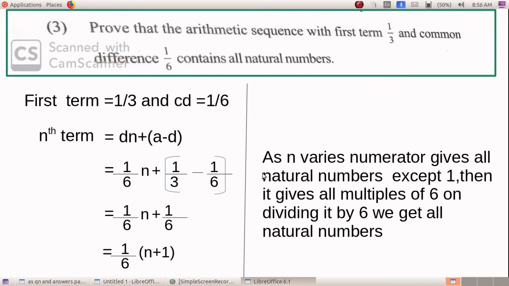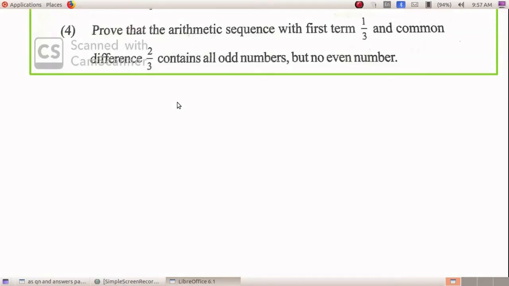You can write down this answer in your notebook. Okay, let us go to next question. Okay, here the fourth question.